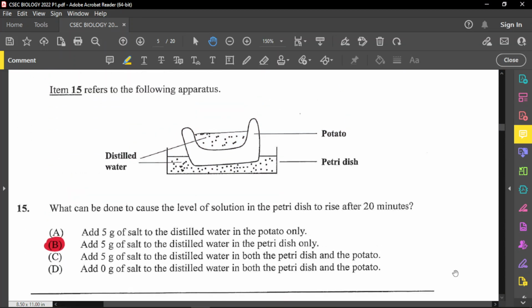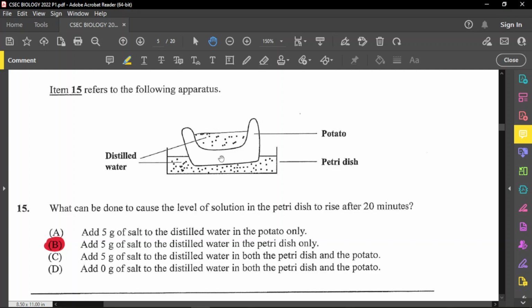All right, now question number 15 refers to this diagram here. So we have distilled water in both the potato dish and also in the petri dish as well. So the cutout potato, distilled water. Just to make a mention before we go any further with this question, if the potato and the petri dish contain distilled water, which means it's the same exact thing, then we have no movement of water molecules. And so it'd be an isotonic situation. So the solution is considered to be isotonic, which means it's equal on both in and out of the cell, right? But the question now really is what can be done to cause the level of solution in the petri dish to rise after 20 minutes.